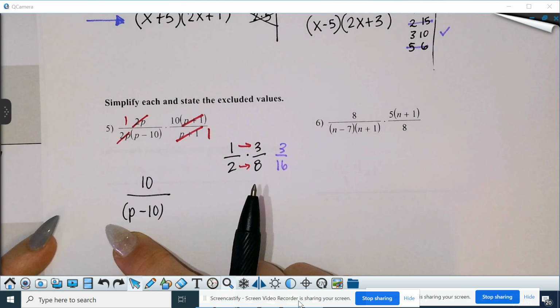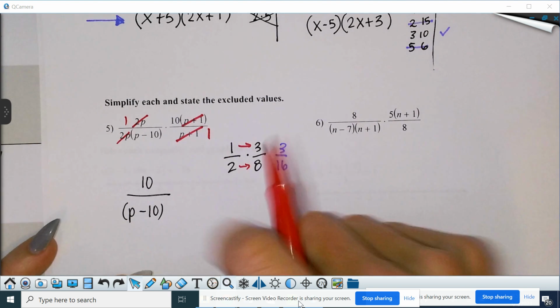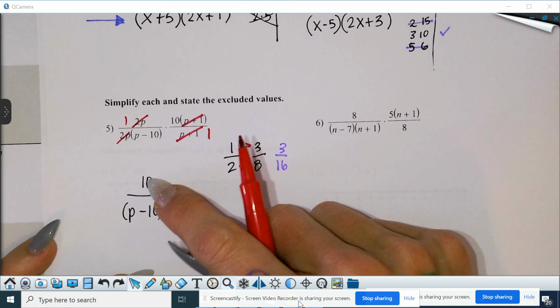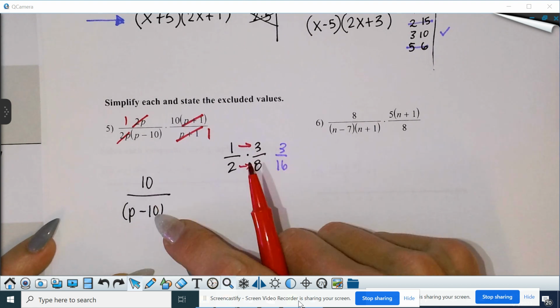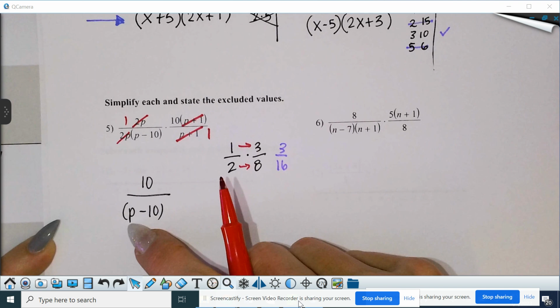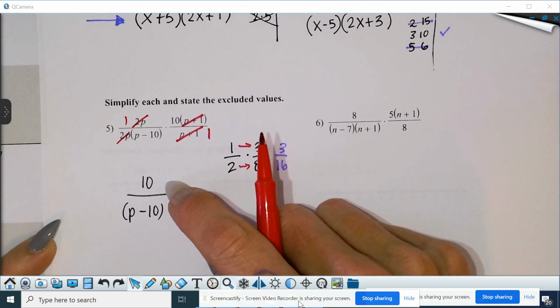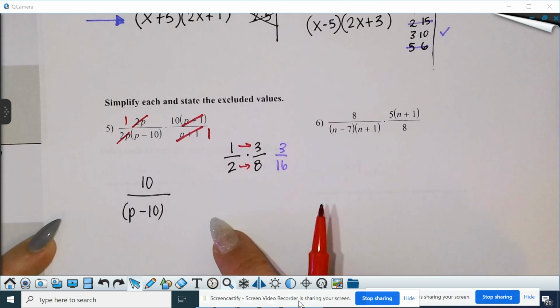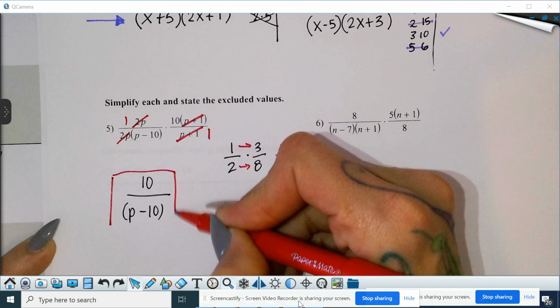And this is what I'm talking about. We have a 10 at the top and a 10 at the bottom. So this is a floating around 10. This 10 is attached to that P, so they cannot cross out. It has to be a P minus 10 at the top or a 10 on the outside standing alone. And then you have now solved by multiplication.